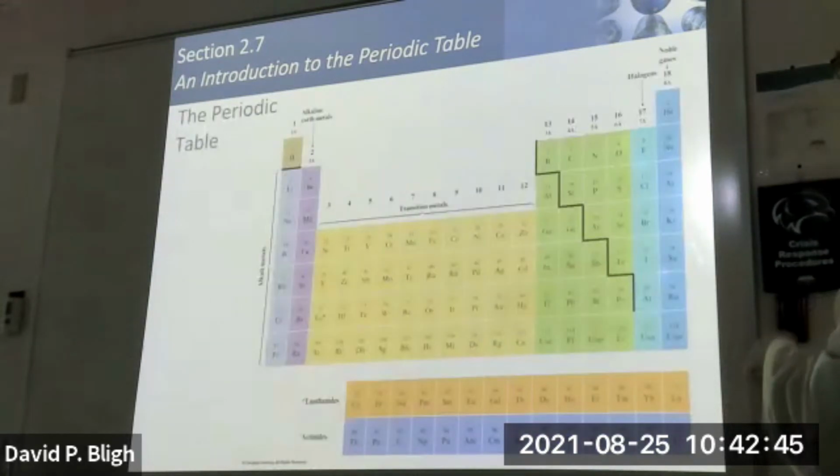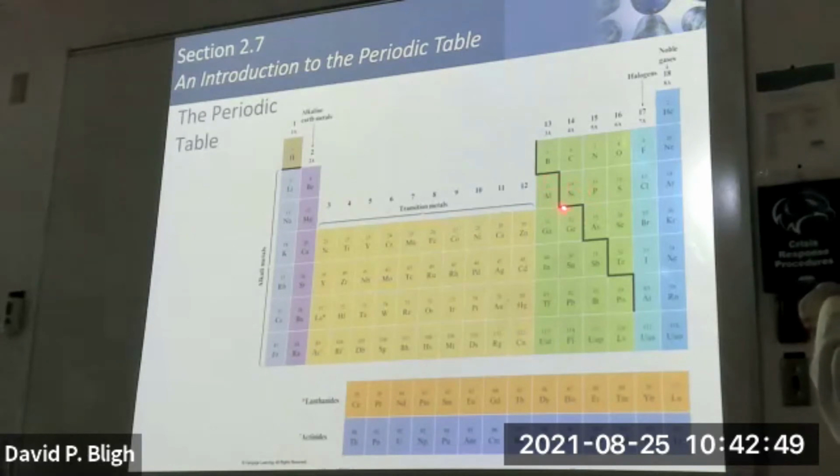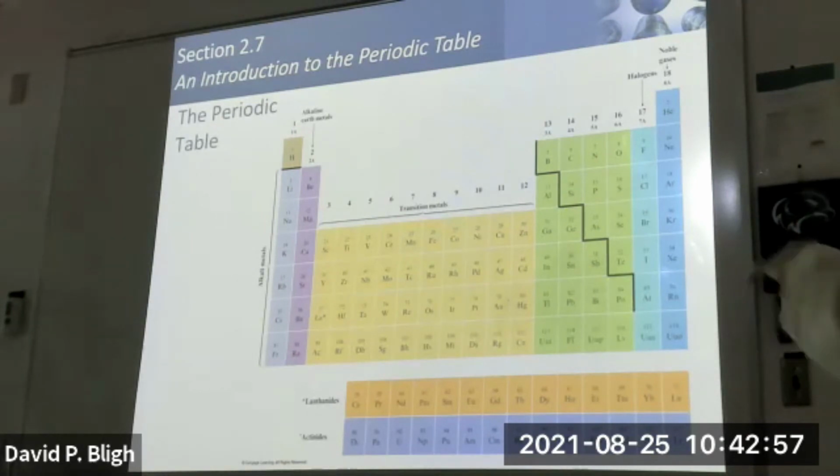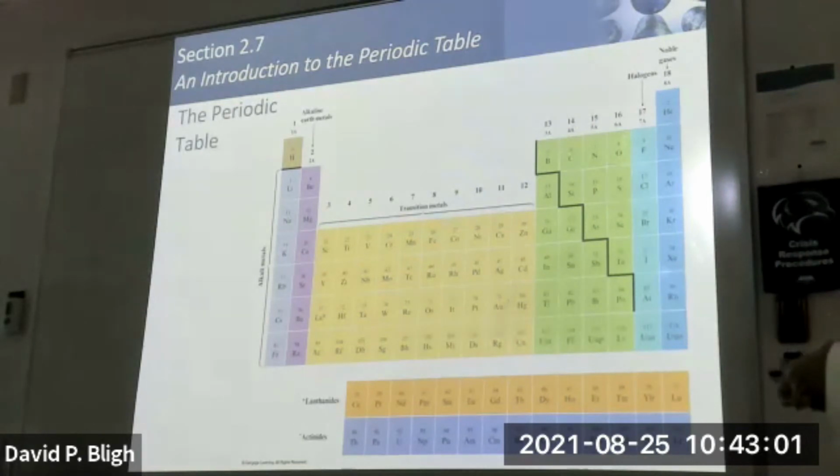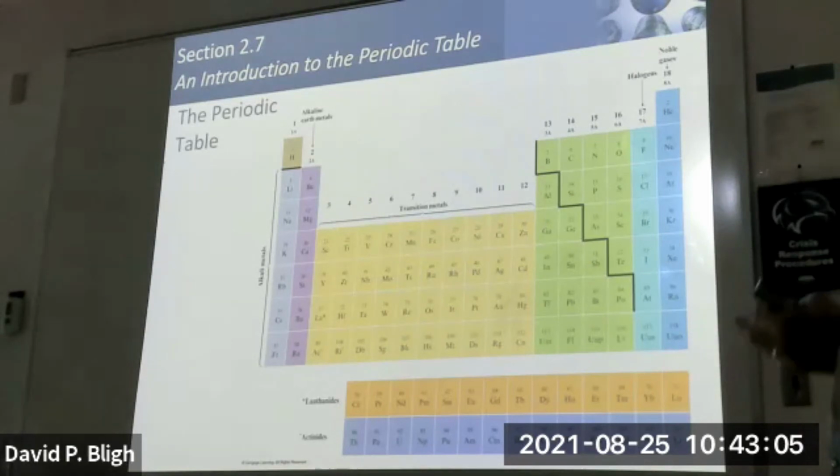Oh, by the way, left out another one. The elements that occur close to this line, sometimes they behave like metals in some circumstances, and sometimes they behave like nonmetals on either side of that line. That's why they're called metalloids. But that's not a definitive group.